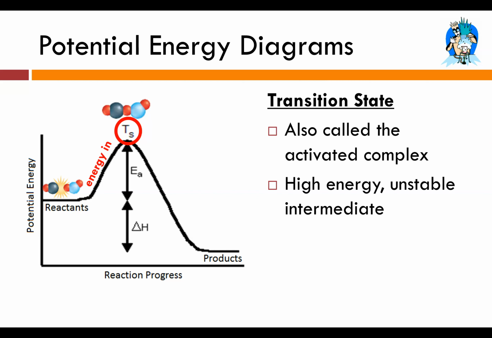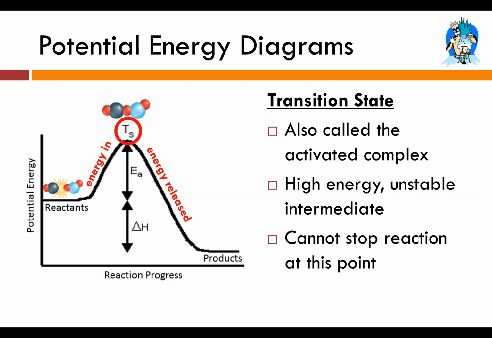It's very high energy, very short-lived, and we're starting to break the bonds of the reactants and form the bonds of the products. And really, once you've reached the transition state, you cannot stop the reaction at this point. Once the transition state forms, it will very quickly release energy and turn into the products.